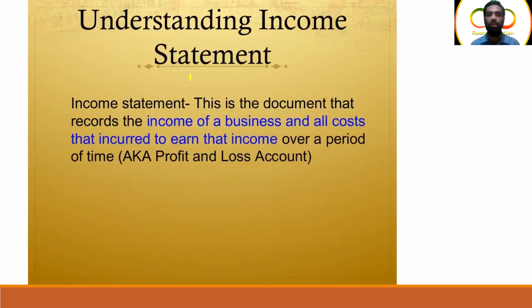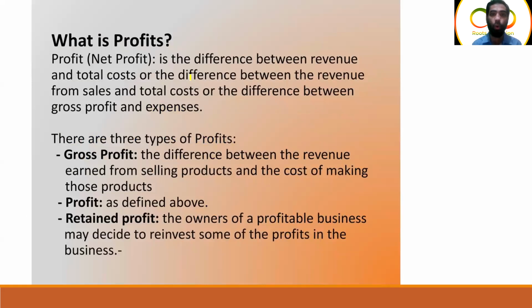So now we come to the definition of the income statement. The income statement is the document that records the income of a business and all costs that were incurred to earn that income over a period of time. It has the list of all the incomes and also all the costs. Previously it was known as the profit and loss account or profit and loss statement. The modern terminology is income statement. All right, moving on. What is profit?